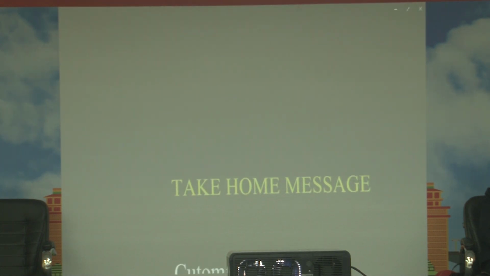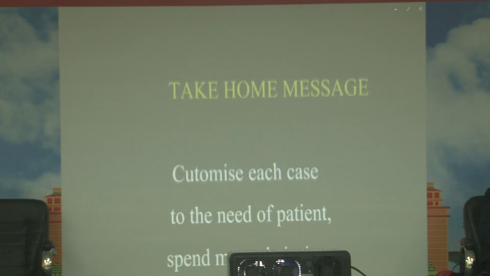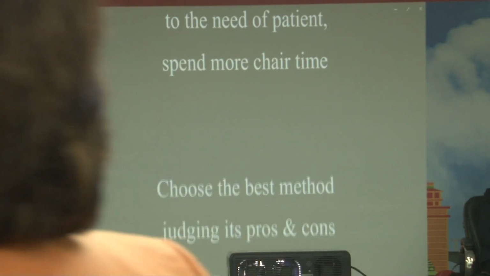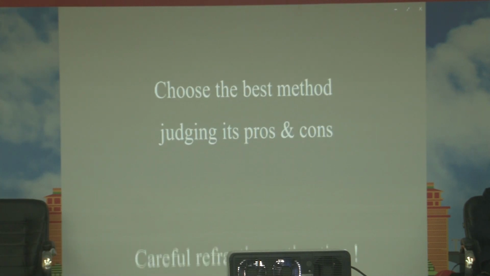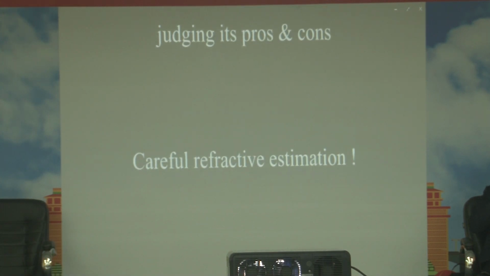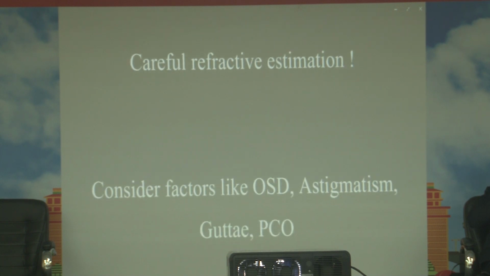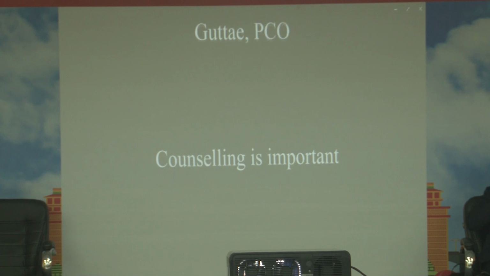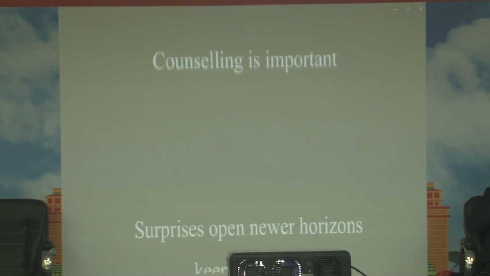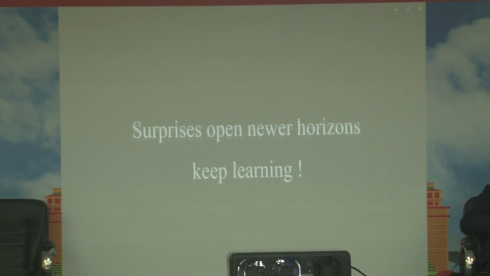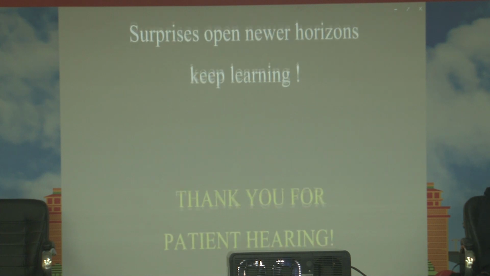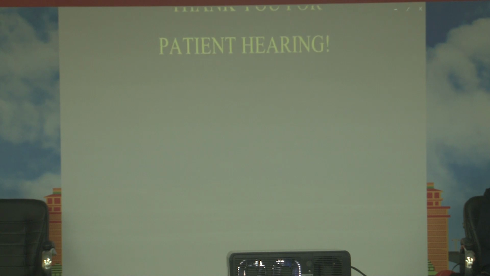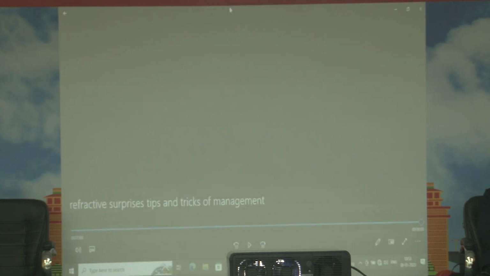So these are the take-home messages. Customize each case and choose for the need of the patient. Spend more chair time when you have refractive surprises. Choose the correct procedure. Choose the best method, judging the pros and cons. And careful refractive estimation. Please wait for the refractive error to stabilize, the spherical equivalent. Look out for factors like OSD, PCO, astigmatism, gutta. Counseling is very important. Sometimes simple counseling with a little bit of here and there is always good, and surprises always help you learn. Thank you for your patient hearing.